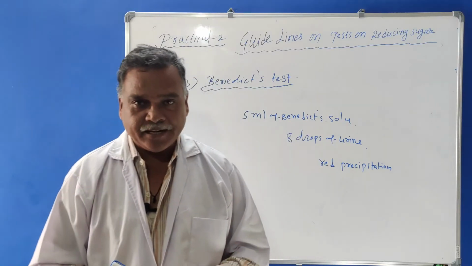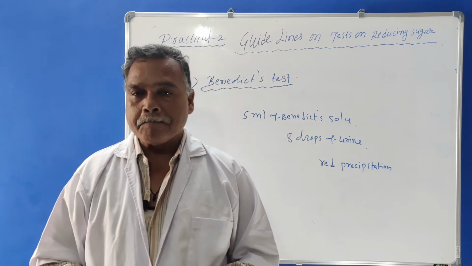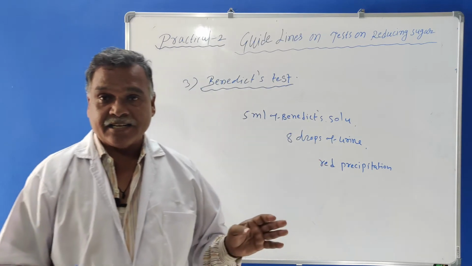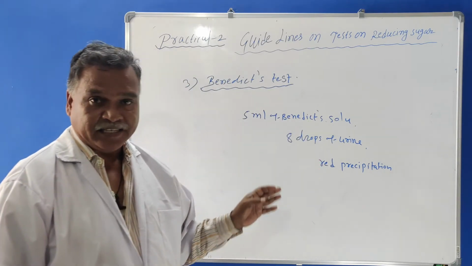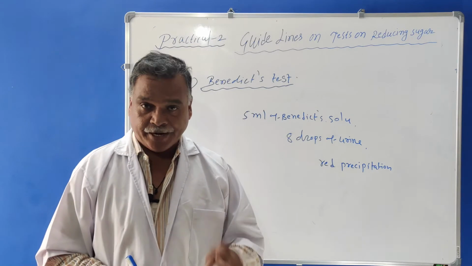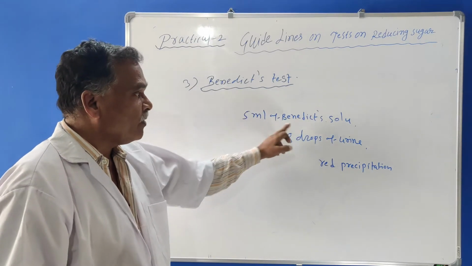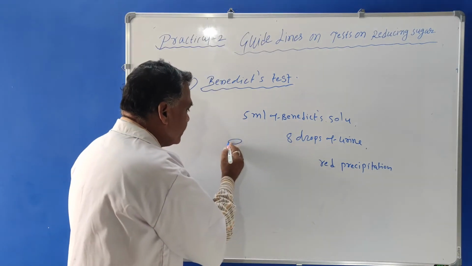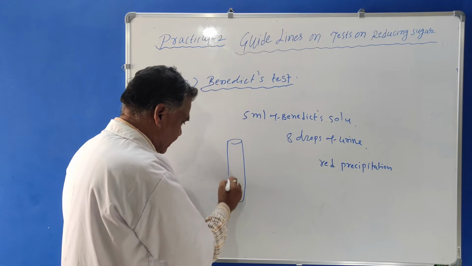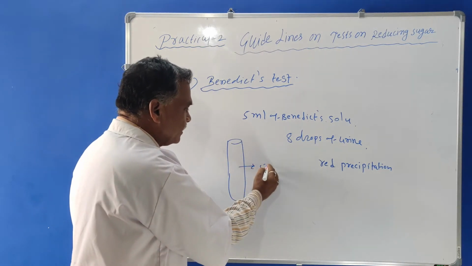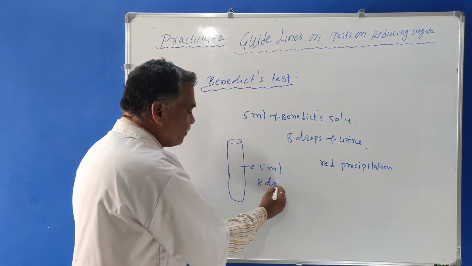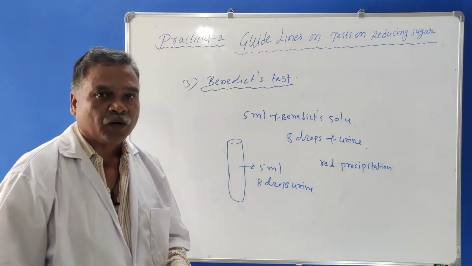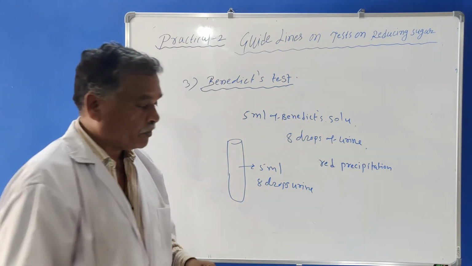Benedict test is also seen in case of diabetic patients. So you must know that this Benedict test is useful for the detection of blood glucose level in urine. 5 ml of Benedict solution is taken in a test tube, and here 8 drops of urine is added and it is boiled for 2 minutes. Then we will get the red precipitation.